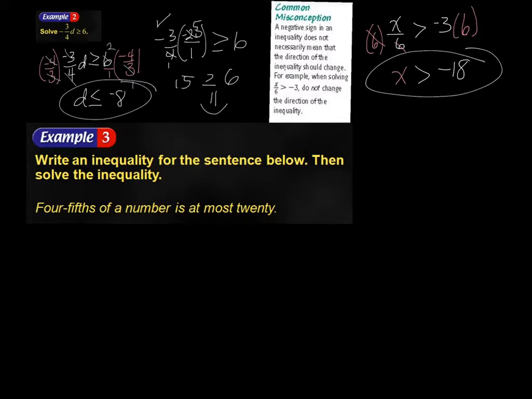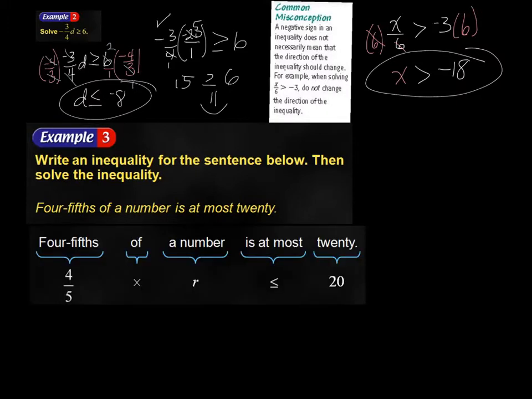Now we're going to practice our word problem skills, our translation. Write an inequality for the sentence below, then solve it. So 4/5 of means times a number they picked r for their variable is at most, remember, is less than or equal to 20.